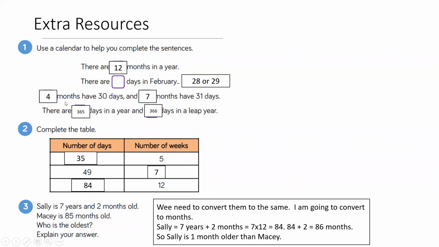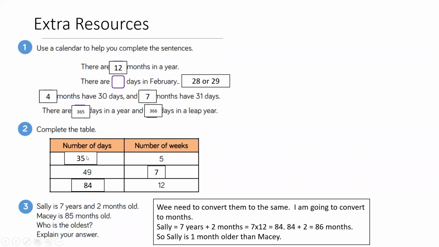So if we look at the calendar, 30 days have September, April, June, and November. We know that's 4 months. We know that February has less than 30, so that's 5 months. So 12 take away 5, we know that 7 months are left that have 31 days. Right, there are 365 days in a year and 366 days in a leap year. And these are all facts that we just need to remember. So keep asking ourselves and then we can remember.